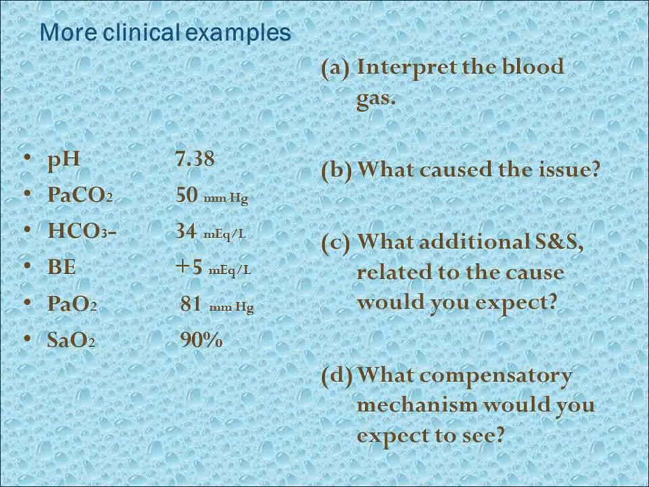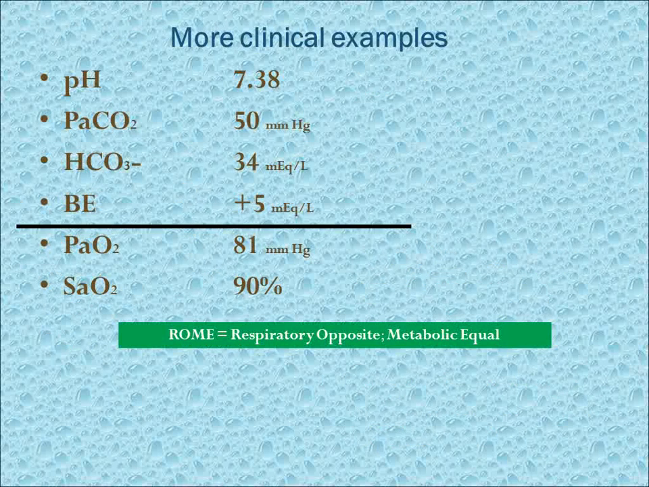All right, let's look at another clinical example. There are the ABG values. Pause the recording if you're so inclined. And then for the rest of us, we're going to keep going and interpret this together. So we look first at the pH, and we see that the pH is 7.38. Woohoo! We have a normal pH. So this could be a normal ABG.